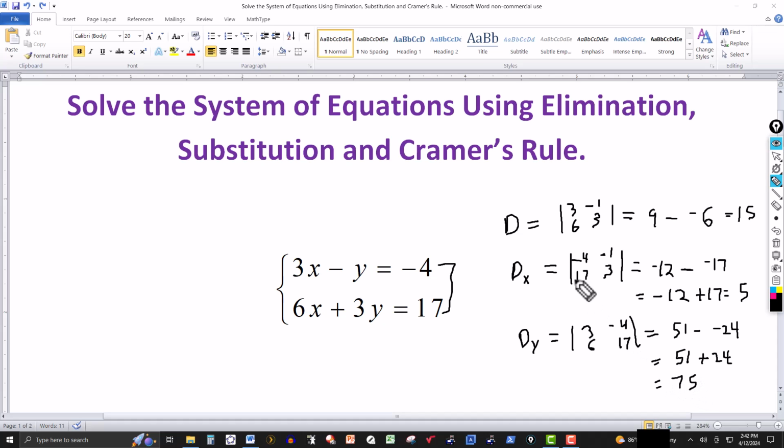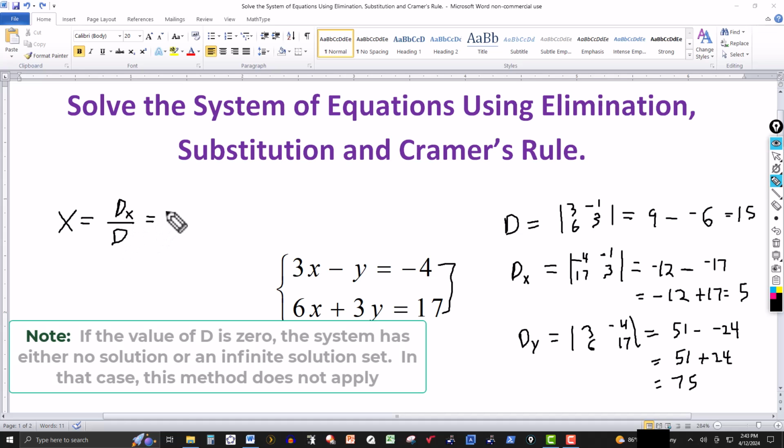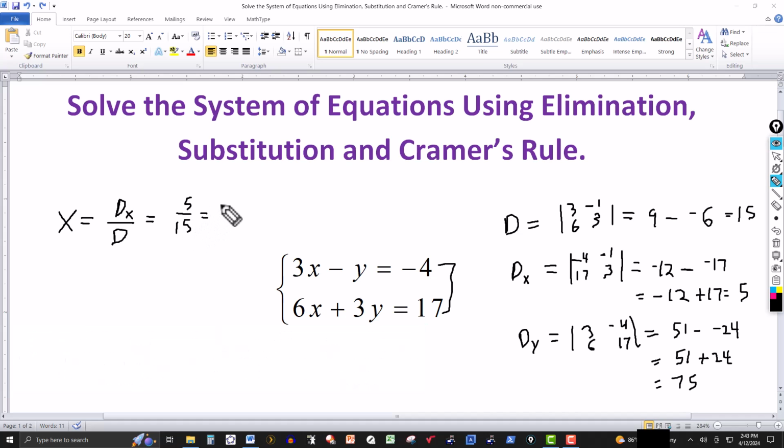Now once you've computed these determinants, here's the way you finish the problem. The value of x is always whatever you get for D sub x divided by whatever you get for D. D sub x was 5. D was 15. So to simplify this, 5 over 15 is 1/3. And that's what we get.